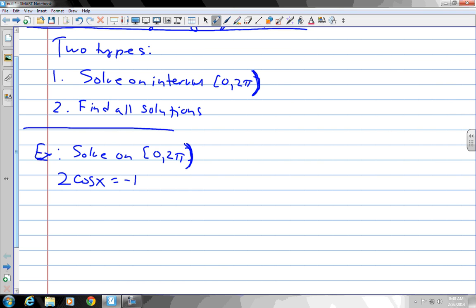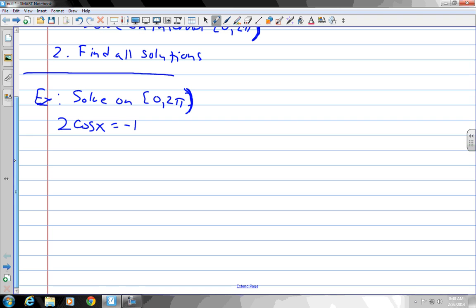The way we solve this equation, we first algebraically solve for the trigonometric function. So we want to get cosine by itself. So divide both sides by 2. So cosine x equals -1/2. Then you can use the unit circle. So when is the x value on the unit circle equal to -1/2? Somewhere here.